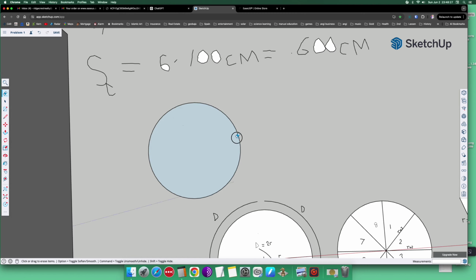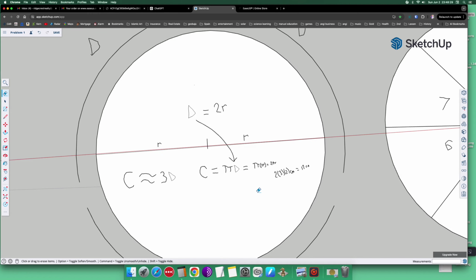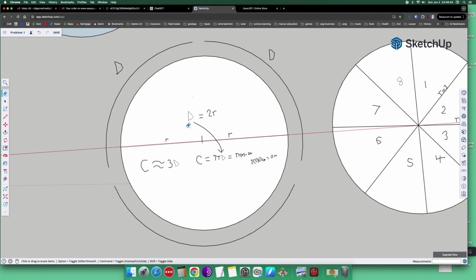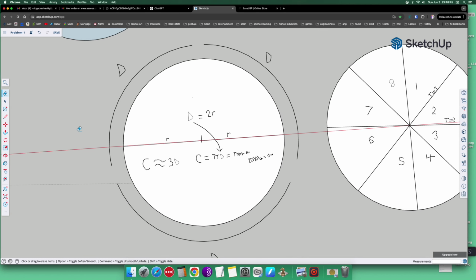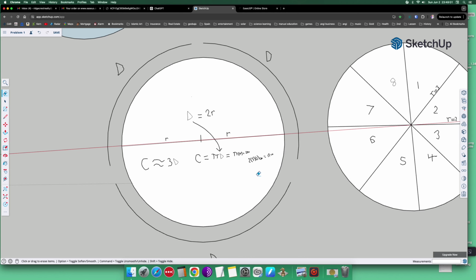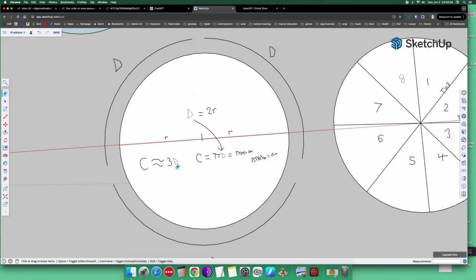Okay. So if we take any particular circle, the distance from the center to the edge is called the radius. So we have a radius and a radius. If you add your two radiuses, you have 2 times r. We're by definition calling it a diameter. And it turns out that if you take a string and cut it the distance of this diameter, or 2r, you can put it around the circle and it'll come almost all the way around, almost by 3. So 3d, that's easy to remember, right?